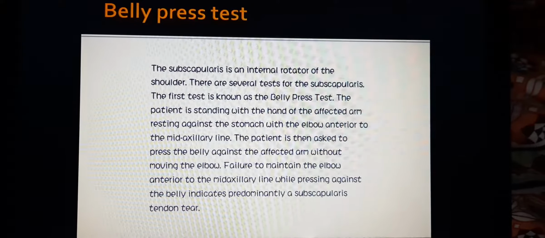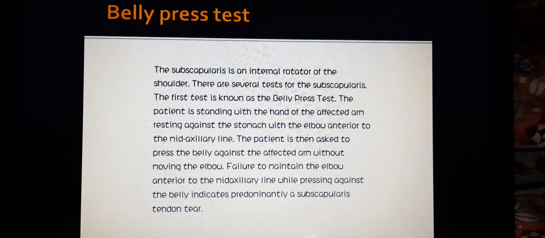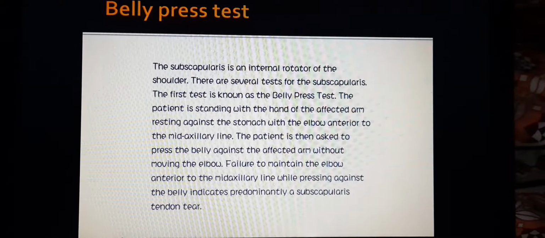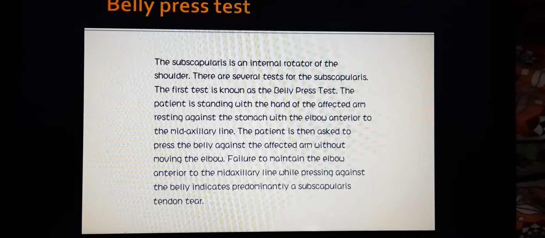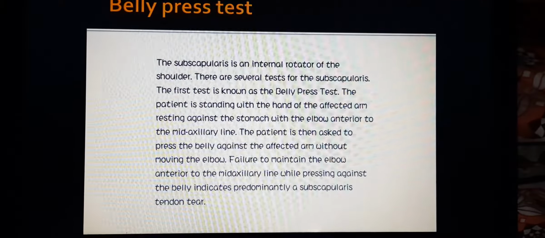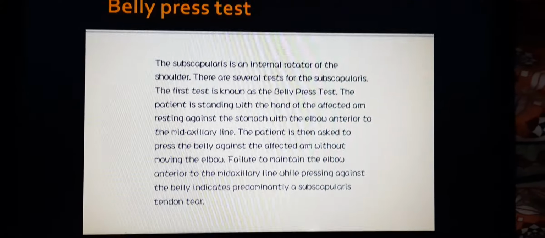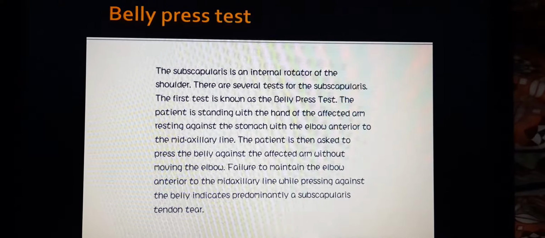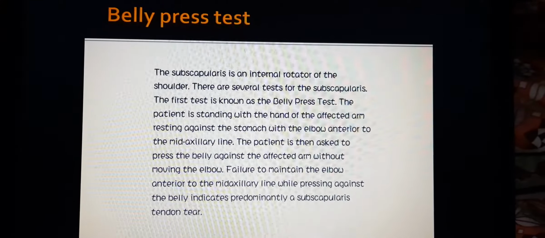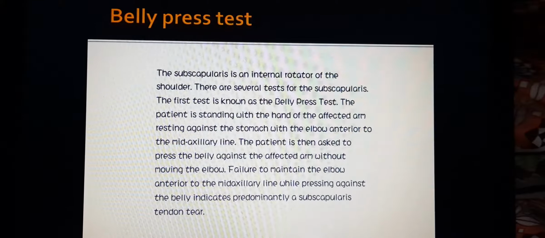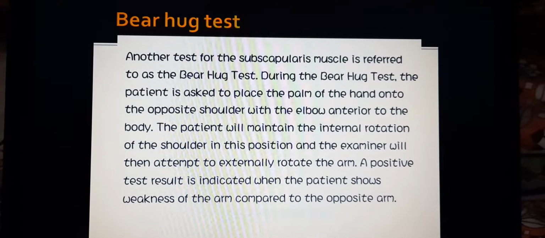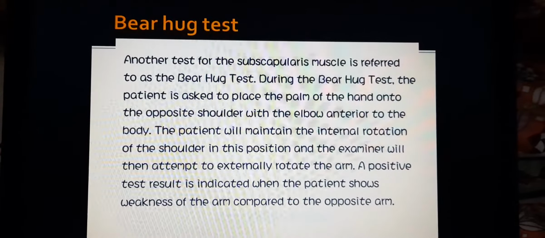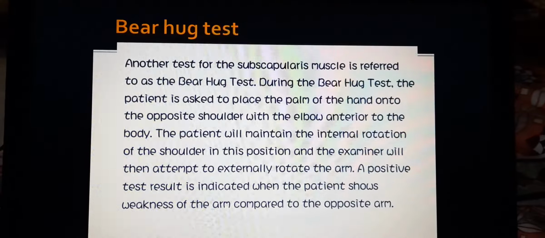The patient is standing with the hand of the affected arm rested against the stomach with the elbow anterior to the mid-axillary line. The patient is then asked to press the belly against the affected arm without moving the elbow. Failure to maintain the elbow anterior to the mid-axillary line while pressing against the belly indicates predominantly a subscapularis tendon tear.